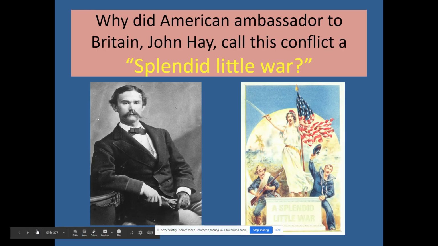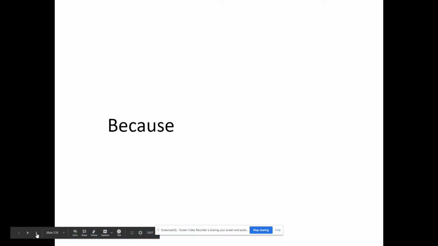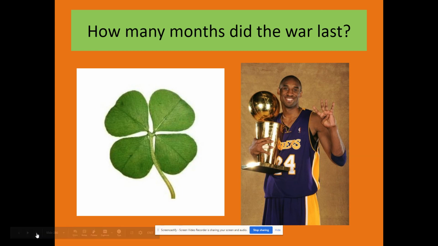Now this war got a nickname. That nickname was, it was a splendid little war. Now that phrase came from a letter that the American ambassador to Britain, John Hay, wrote to Teddy Roosevelt, calling this conflict a wonderful, splendid little war. Why was it splendid? Well, number one, because it only lasted 4 months. If you're going to have a war, you want it to be over quickly.